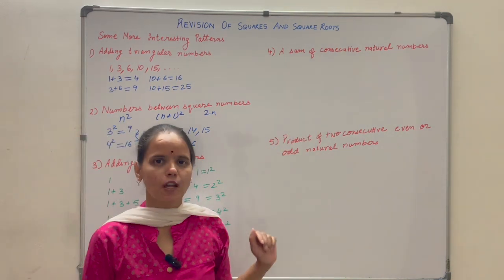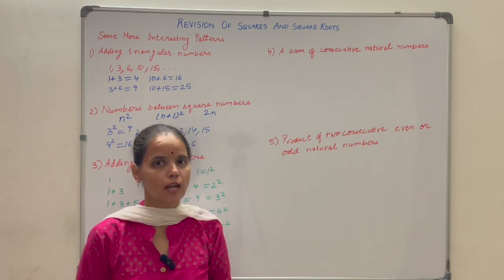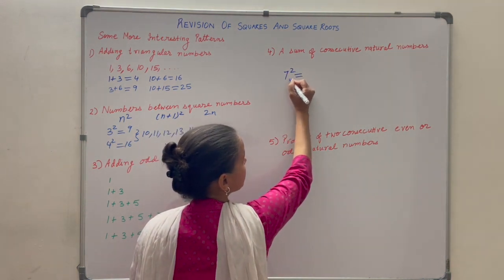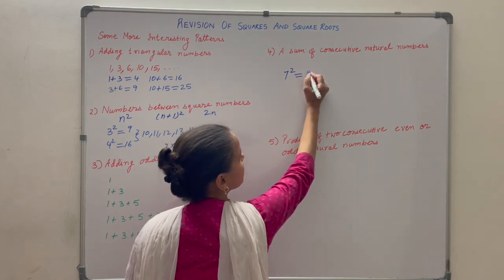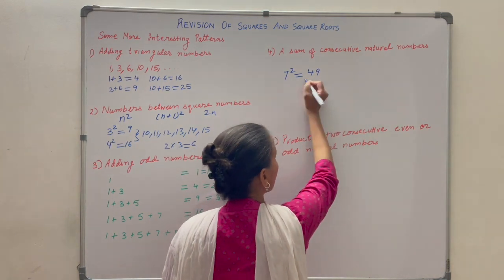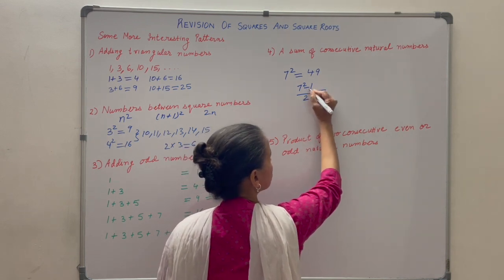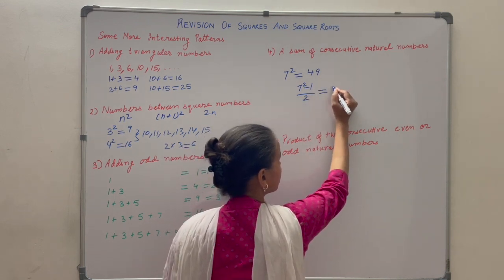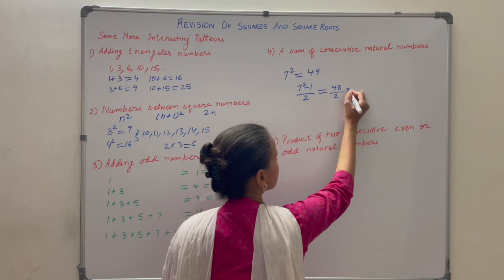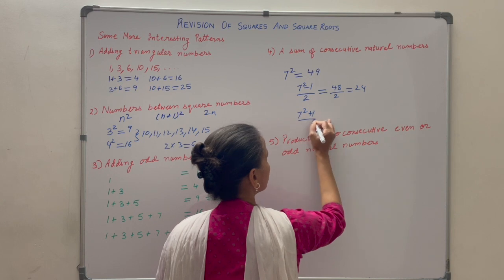A sum of consecutive natural numbers. We can express the square of any odd number as a sum of consecutive natural numbers. For example, let us take 7 square. 7 is an odd number and the square of 7 is 49. So 49 can be expressed as a sum of consecutive natural numbers. How are you going to find out? 7 square minus 1 divided by 2. 7 square is 49, 49 minus 1 is 48, 48 divided by 2. So what will you get here? 24. And the next one you will get as 7 square plus 1 divided by 2.